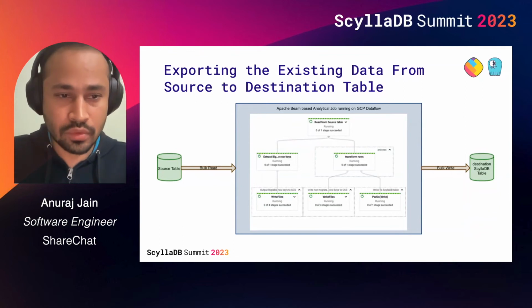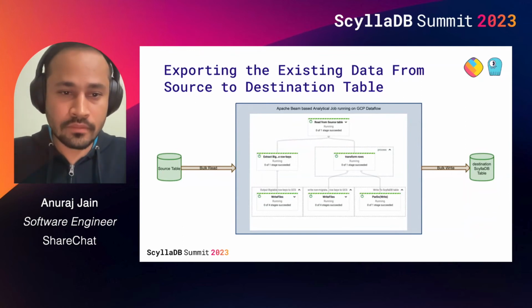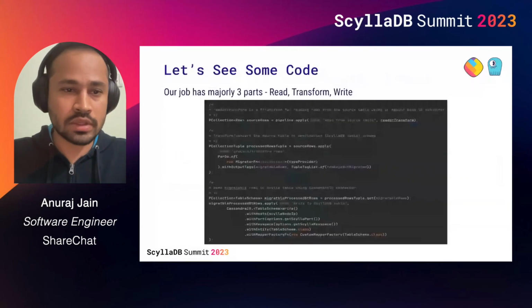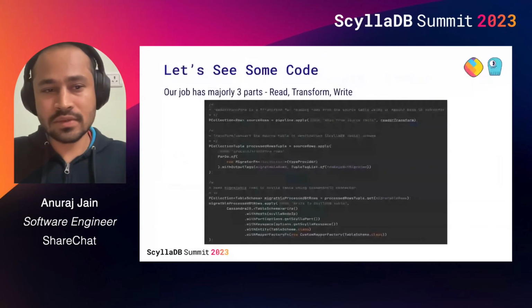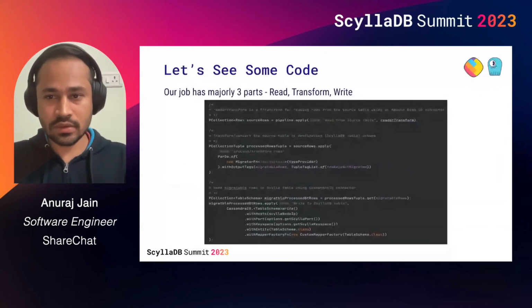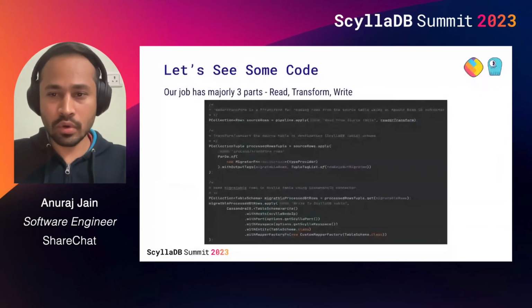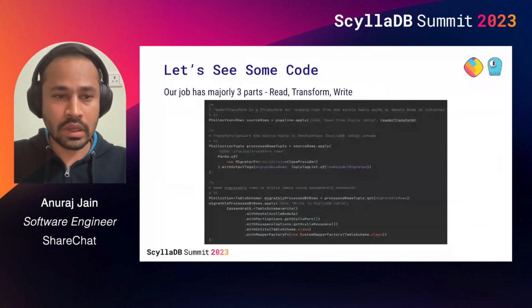Okay, let's go to the next slide. Now, since we spoke about the three phases of our job, let's see some code: what we actually do to read, transform and write that data. So these are the three phases.